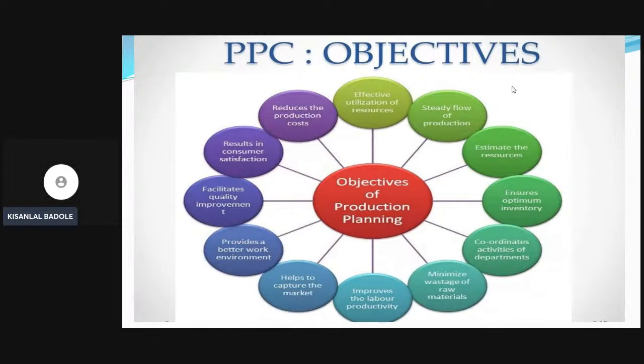Suppose any worker is doing production on any machine, but there is no proper light arrangement or the surrounding is not good. Then, friends, the chances of error are created. Therefore this environment condition also plays a very important role. While doing planning for any production, keep the environment condition in mind.